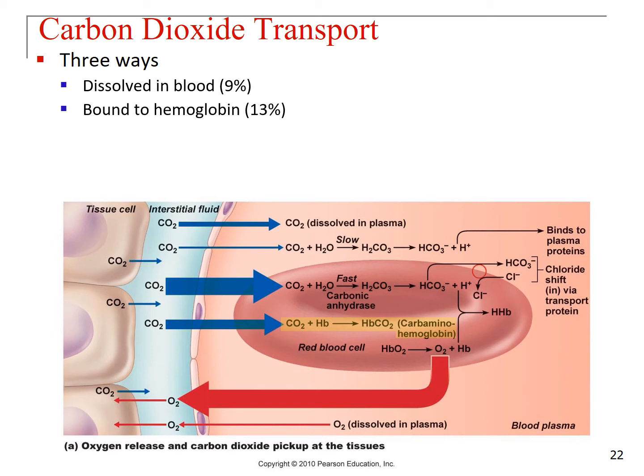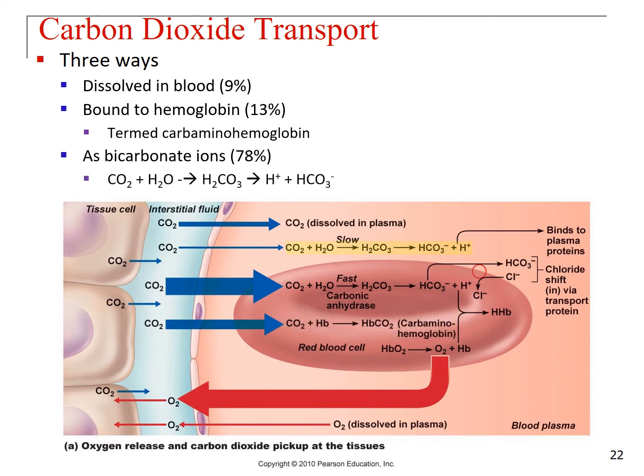13% gets bound to hemoglobin as carbaminohemoglobin. I'll tell you why it's termed that in just a little bit. 78% of it gets transported as bicarbonate ions. So that chemical formula that I showed you earlier in this video comes into play here. Basically, CO2 and H2O will form carbonic acid, and carbonic acid will separate into the bicarbonate ion and the hydrogen ion.